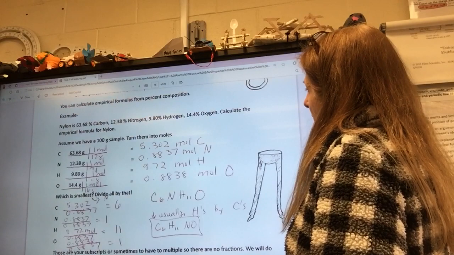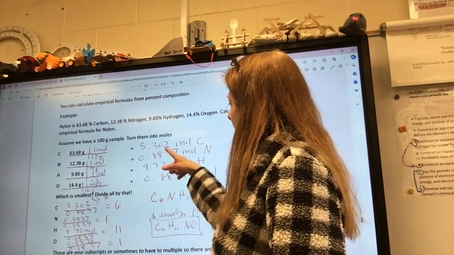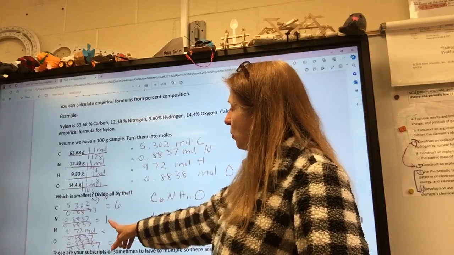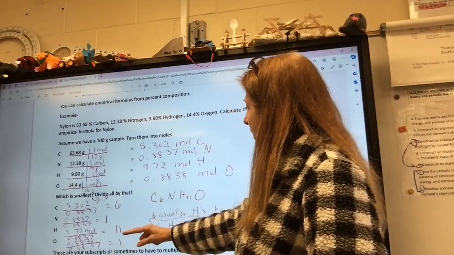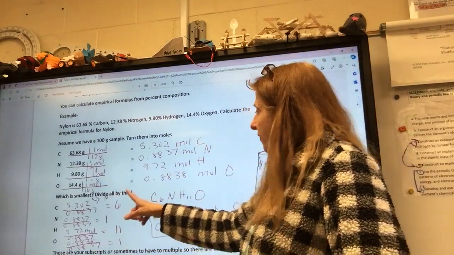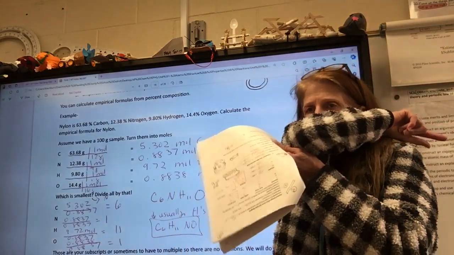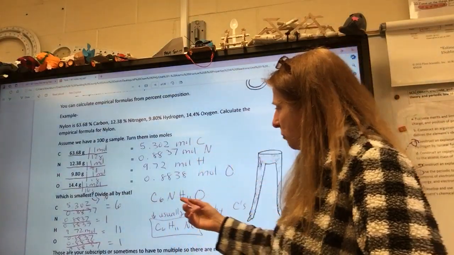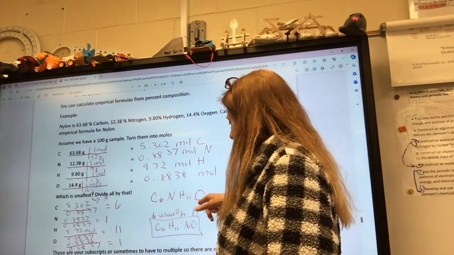So, this divided by that is 6. This divided by itself, of course, is 1. This divided by that is 11. And this divided by that is 1. These are the subscripts for your empirical formula. So the answer would be C6H11O.